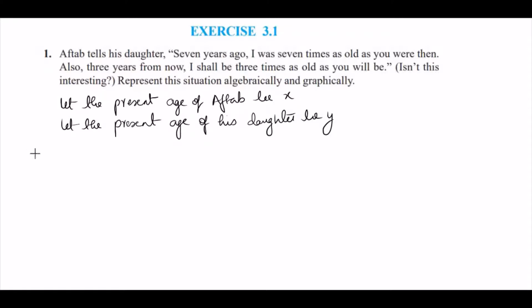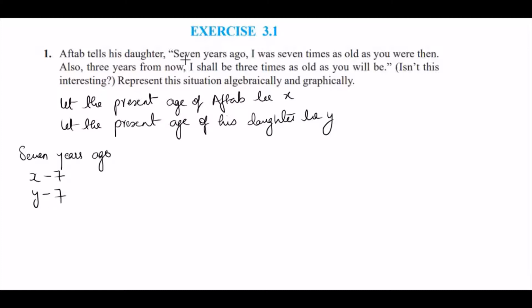That is 7 years ago. So that's the first case given. So let's see 7 years ago what will be their age. So present age is x. So what will be his age 7 years ago? Aftab's age will be x minus 7. Similar way, his daughter's age will be y minus 7. That is, present age is x and y. So 7 years ago their ages will be x minus 7 and y minus 7.